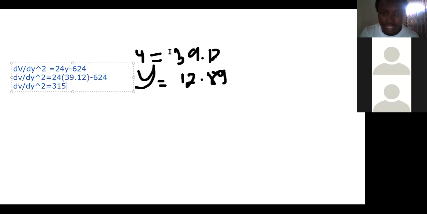So we can say that this one is not what you are looking for, but the question says we should find the y which gives the maximum. So you put this other one in here and see if you can get a negative value. d squared V over dy squared is equal to 24 into bracket 12.89 minus 624. What are you getting?